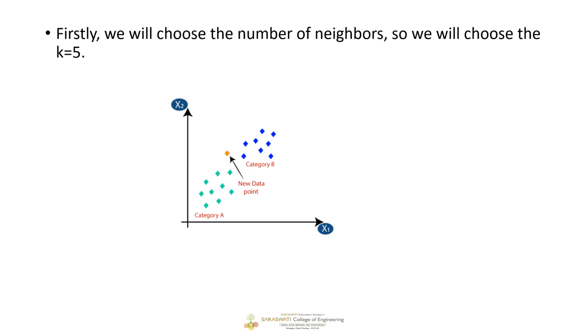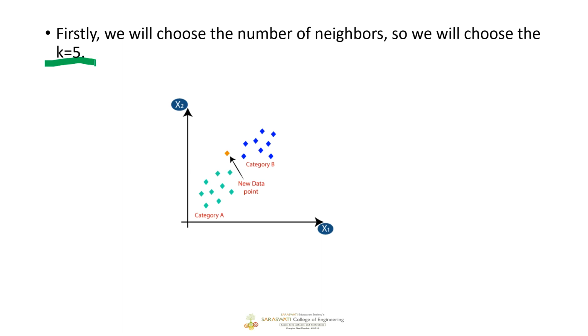Again, I have a few data points. I have class A, that is category A, and category B. I have a new data point which is yellow in color. What we want to do is categorize this yellow point into either category A or category B using KNN. The first step is to input the test data. All the data set would be input, and the second step is to decide the value of K. In this case, we have taken K equal to 5.